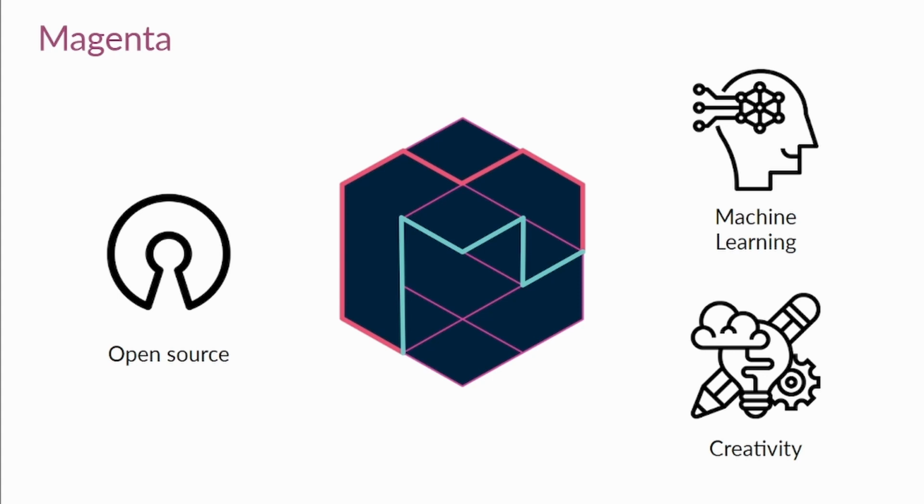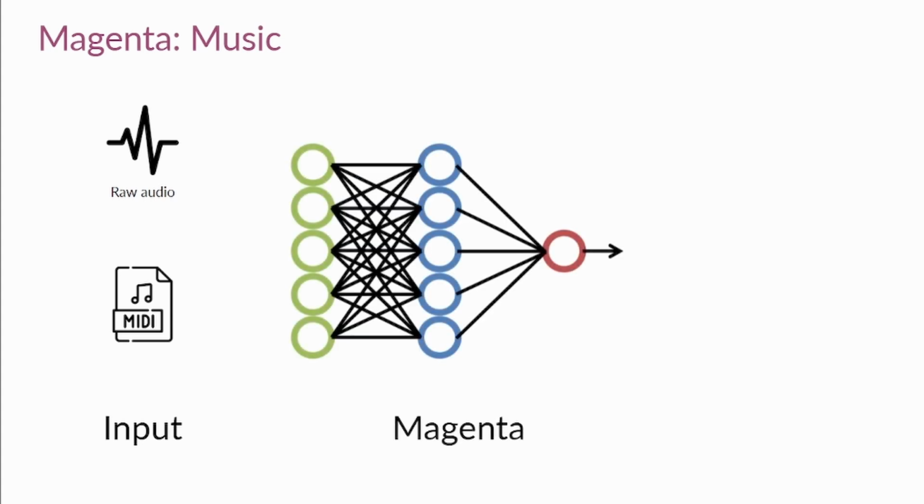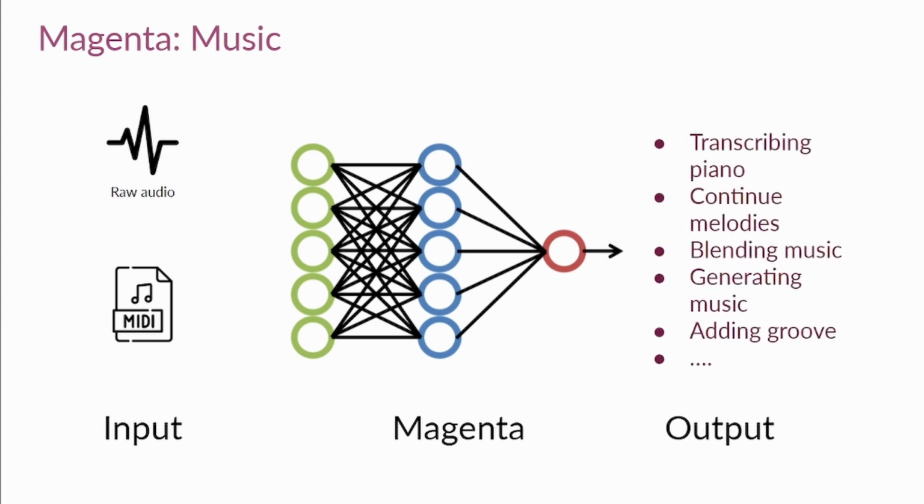Indeed, Magenta has smart tools for both musicians and artists. I'll be focusing on the music part of Magenta, but please don't forget that it has also tools for arts. In Magenta's models related with music, you can provide an input, which could be a MIDI file or an audio file, and I'll talk about this in the next video, or even no input at all. And then Magenta will use one of its models, and as an output, you can get different cool things. For instance, a piano transcription, a continuation of the melody you gave as an input, blend snippets of music, or you can even generate music from scratch, add groove to your music, and much more.